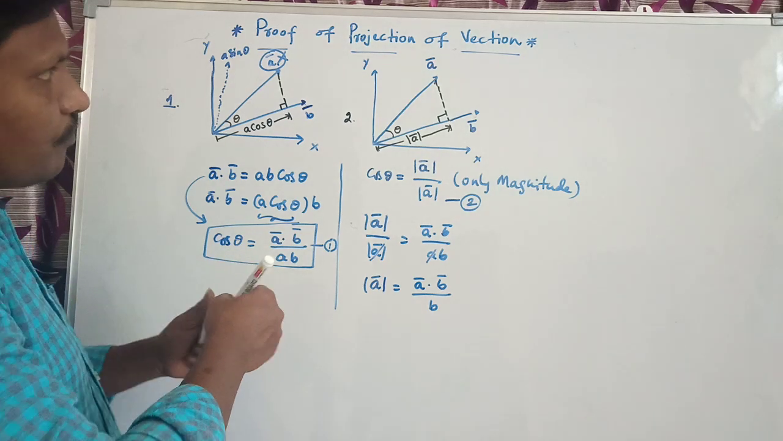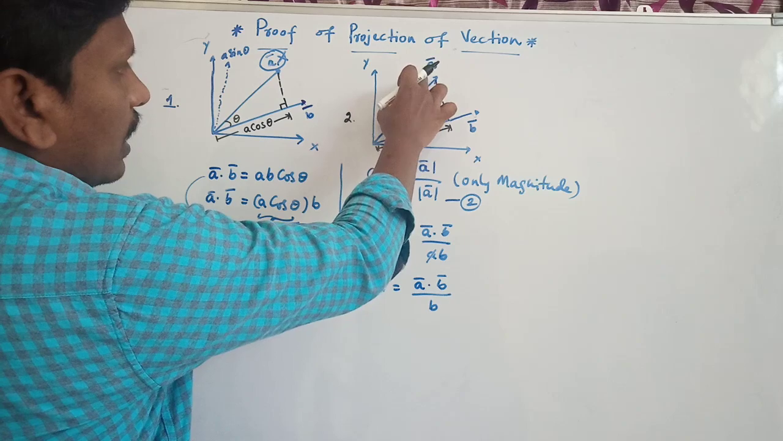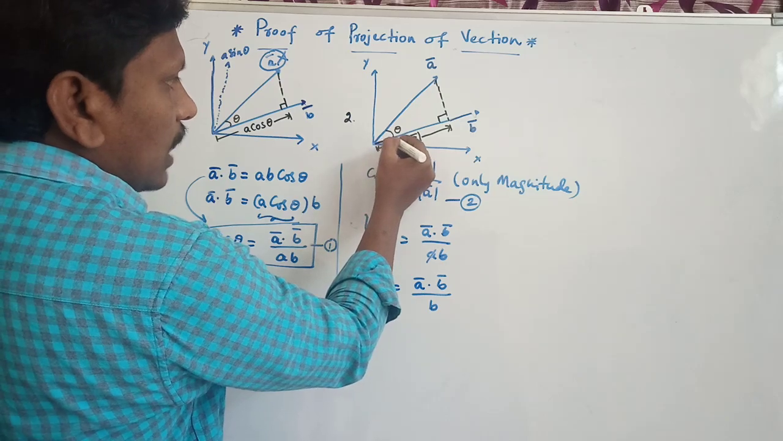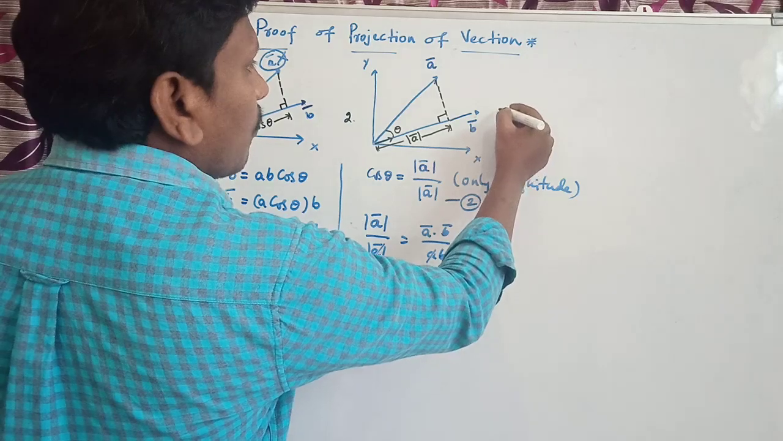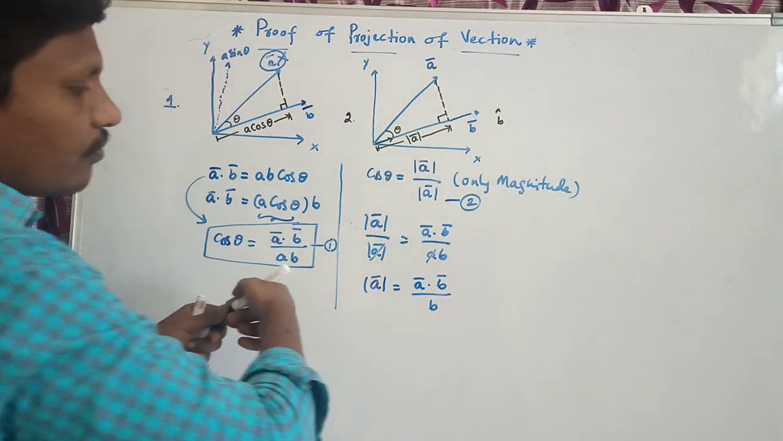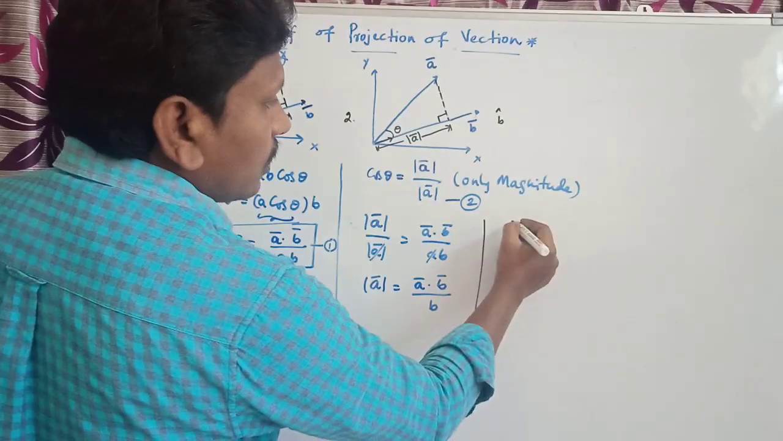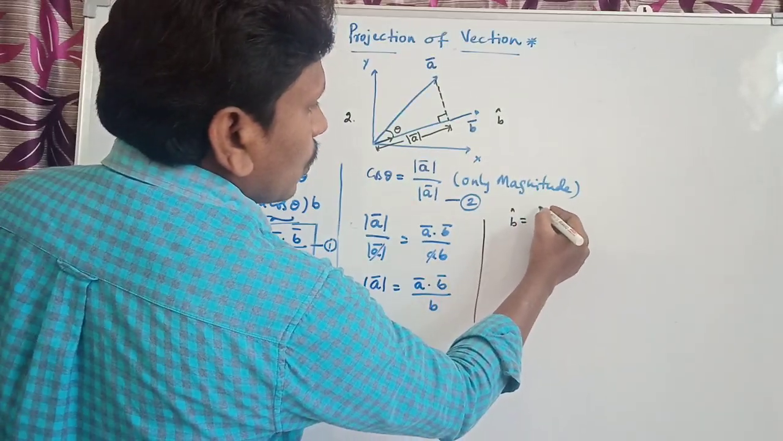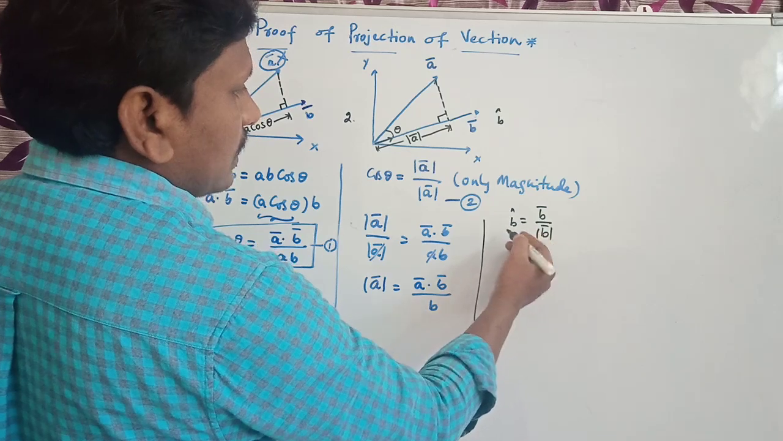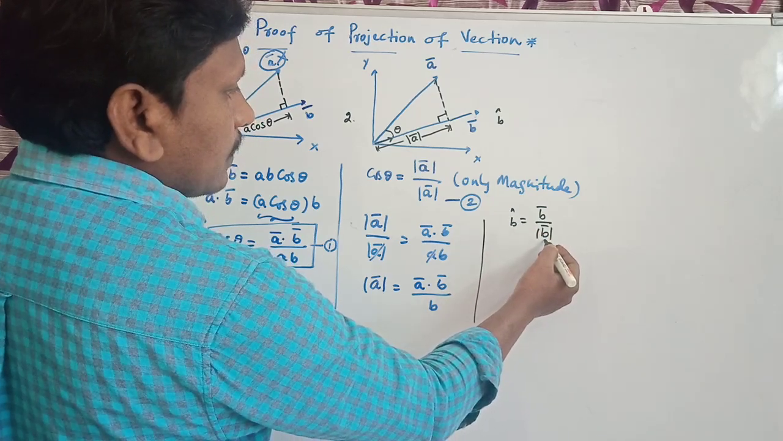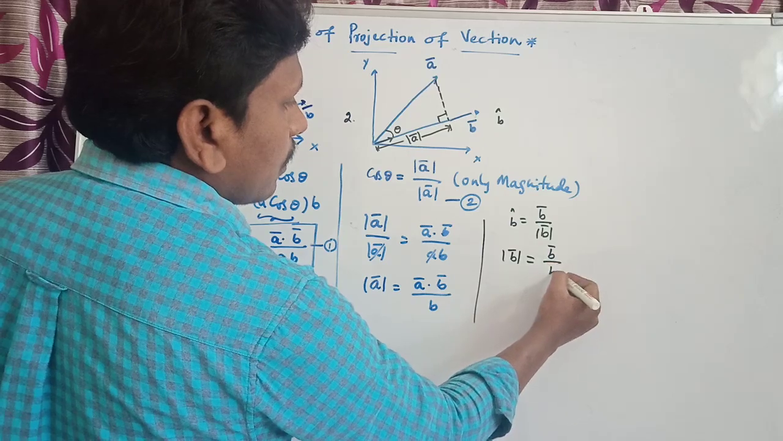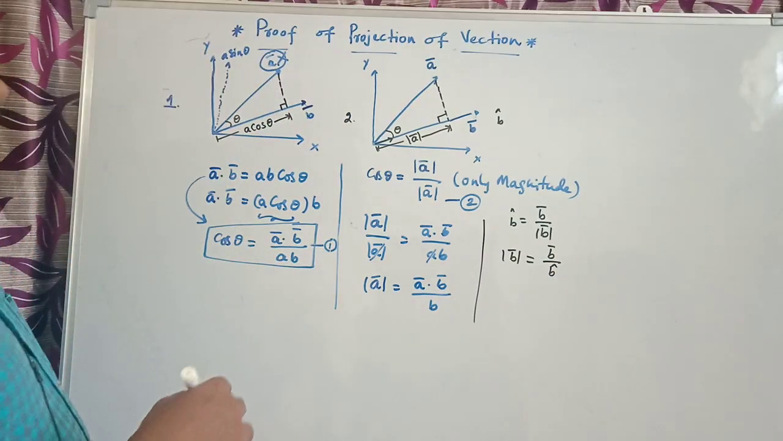If we see the a vector projecting along the direction of the vector b, it has a unit vector, that is the b cap vector. We know that the unit vector b cap is equal to b bar by mod b bar. So mod b bar is equal to b bar by b cap.